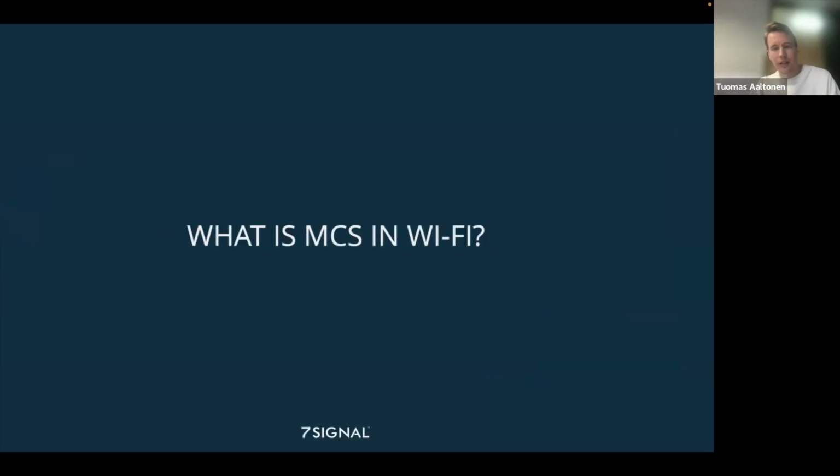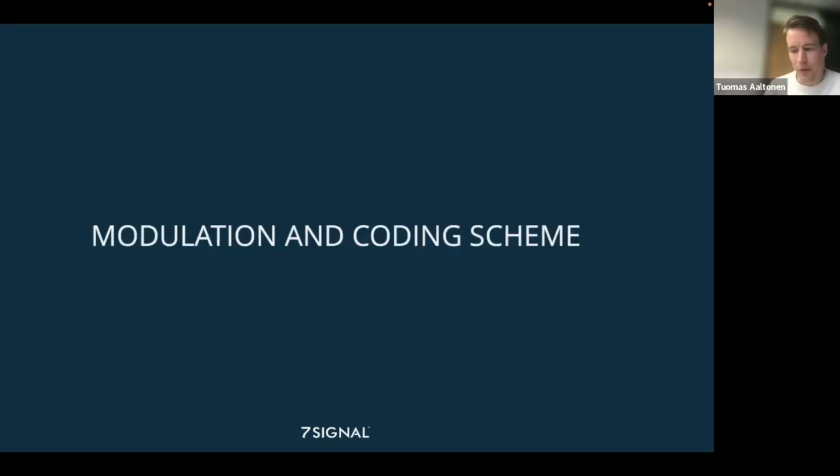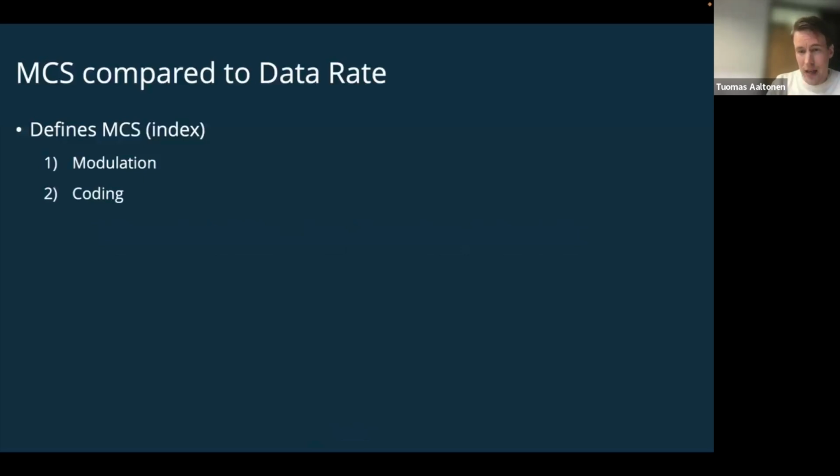But let's get into today's topic. So, what is MCS in Wi-Fi? Obviously, that's the abbreviation of modulation and coding scheme, which probably most of you already knew. And here's some basics: how MCS compares to data rate, the data rate in megabits per second. What defines MCS is that we have two things, of course, the modulation and coding, and this will then tell us what the actual number, the index, is going to be.